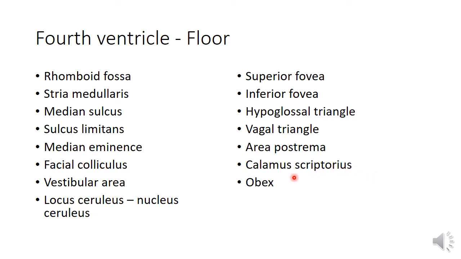Calamus scriptorius. So now we would check on the structures which we have seen. We have seen the rhomboid fossa, that is stria medullaris, median sulcus, sulcus limitans, the median eminence, facial colliculus, vestibular area, the hypoglossal triangle, vagal triangle, area postrema, calamus scriptorius, which is the lowermost part of the fourth ventricle, and the obex.